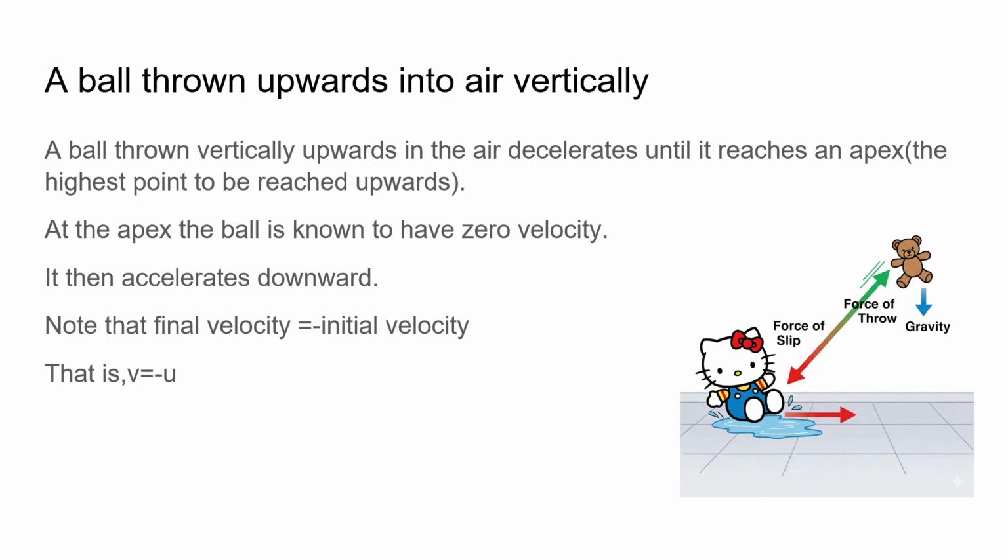Here we have a ball thrown vertically upwards in the air. It decelerates until it reaches an apex, the highest point to be reached upwards. At the apex, the ball is known to have zero velocity, so we have a bar here instead of a ball. It then accelerates downwards. Note that the final velocity is equal to the initial velocity with a negative sign, that is, v is equal to minus u.